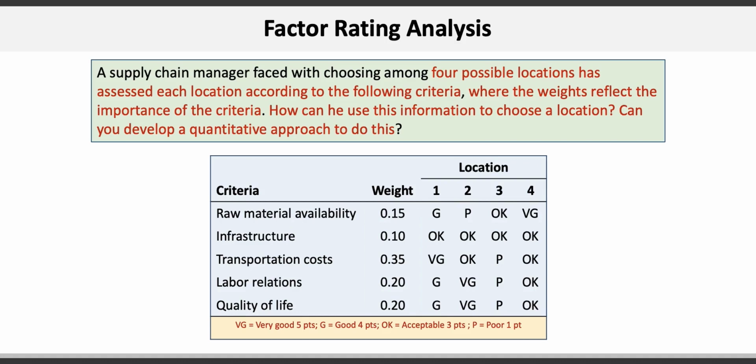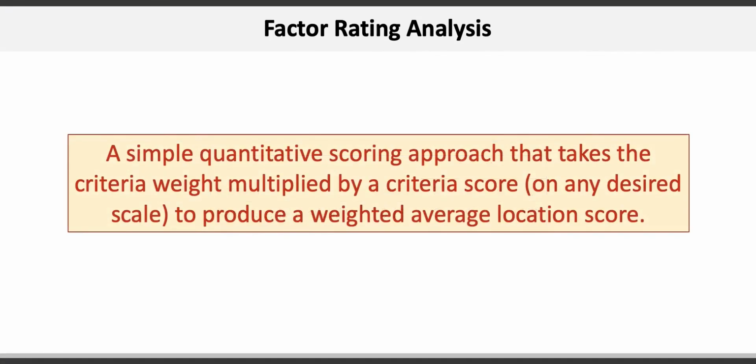How can the supply chain manager use this information to choose a location? And can he develop a quantitative approach to do it? You bet we can, and that quantitative approach that we can use is known as factor rating analysis. Factor rating analysis is a simple quantitative scoring approach that takes the criteria weight multiplied by a criteria score on any desired scale to produce a weighted average location score. So let's try to help the supply manager solve this problem.